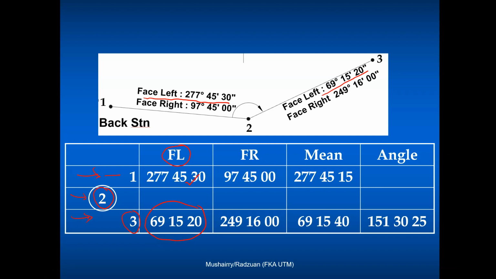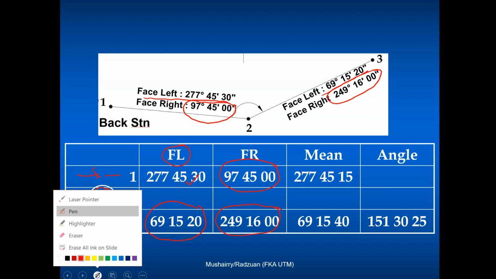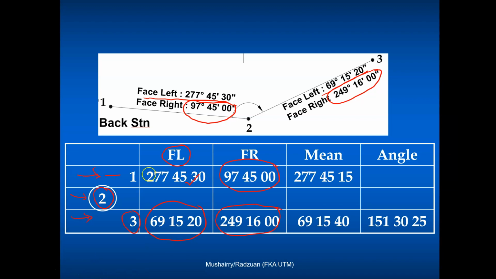Okay. Then we're going to change face. We're going to read the forward station that I put there in that row for station 3. And finally, when I close the job with the final reading on face right, 97 45 50.